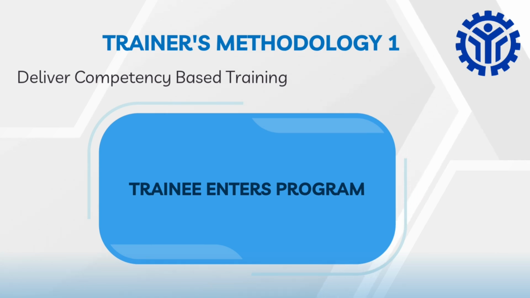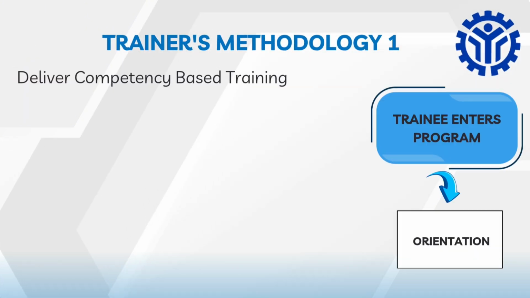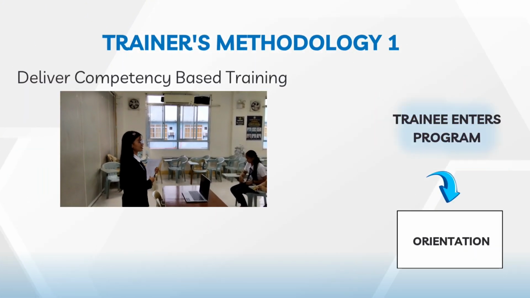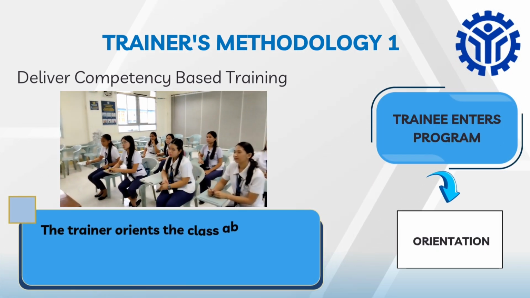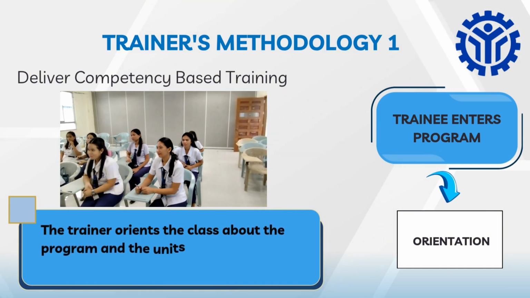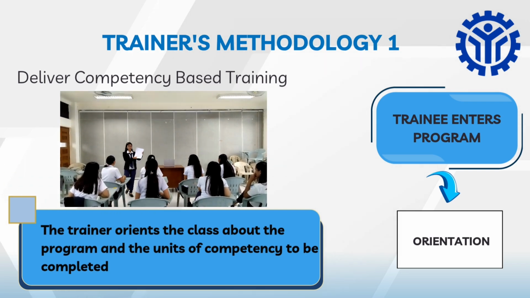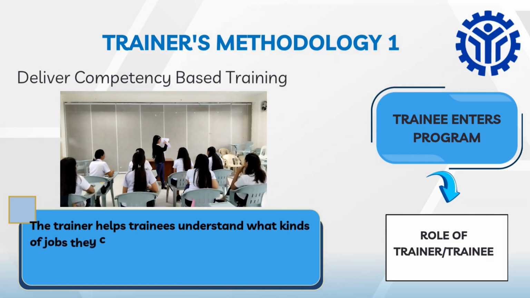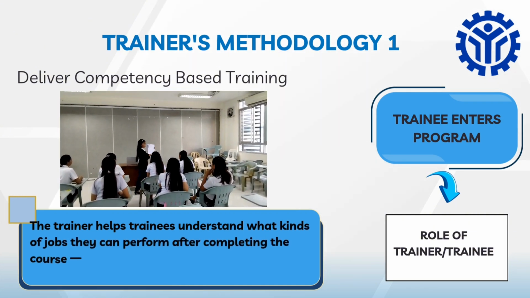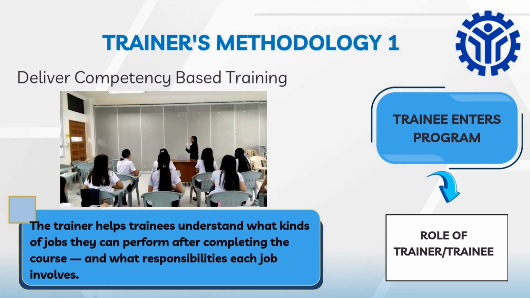Trainee enters program. For demonstration purposes, we will be using food and beverage services NC II. At the beginning of the training, the trainee attends an orientation conducted by the trainer. This stage helps trainees understand what the course is all about and what they are expected to learn and perform. Role of trainer: the trainer helps trainees understand what kinds of jobs they can perform after completing the course and what responsibilities each job involves.